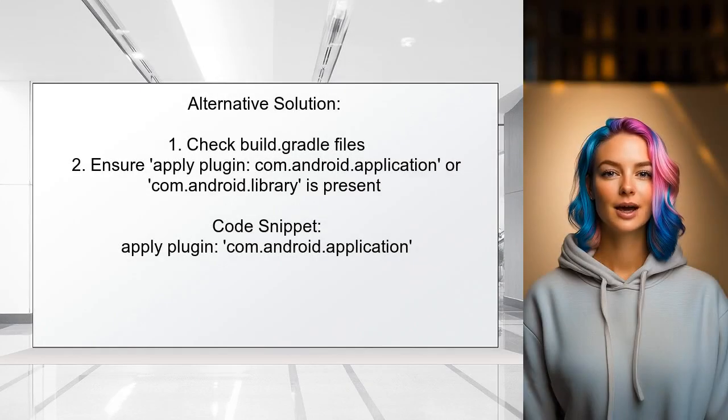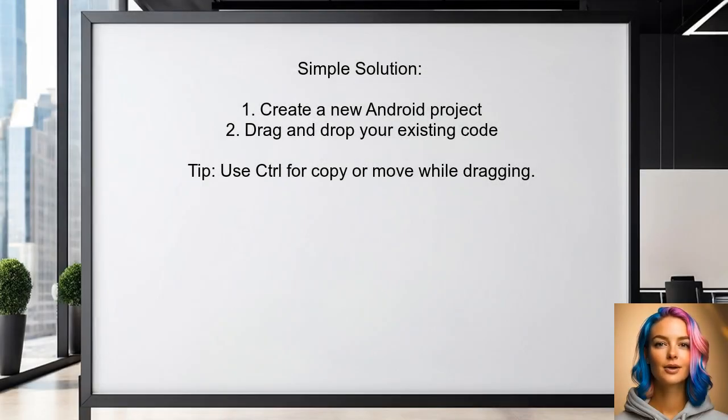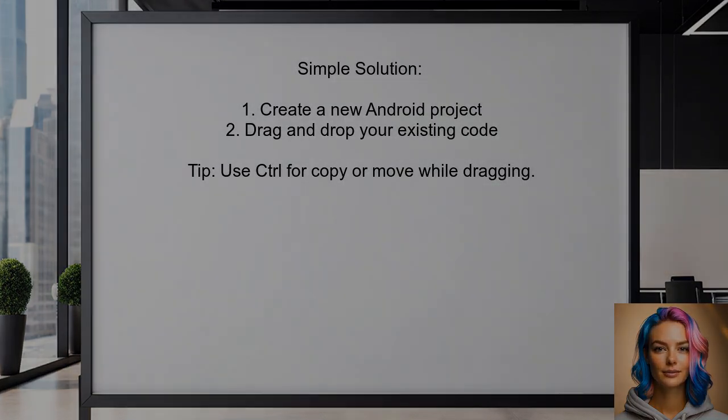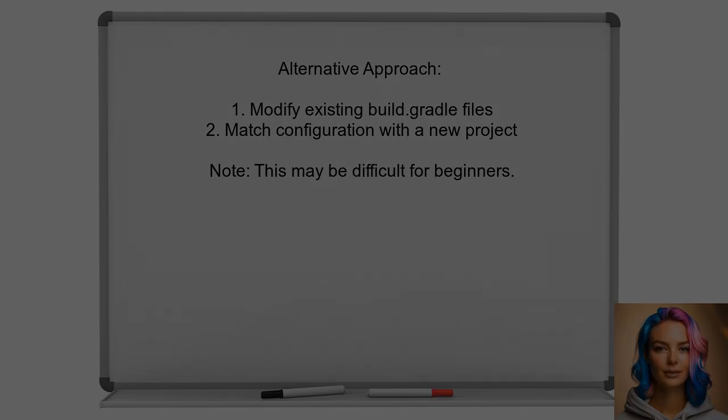One alternative approach is to ensure your project is set up correctly as an Android project. This involves checking your build.gradle files for the necessary plugins. You need to have either com.android.application or com.android.library applied in the appropriate build.gradle file. If your project isn't configured properly, a simple solution is to create a new Android project and then drag and drop your existing code into it. This way, you start with a correctly set up project. Alternatively, you can try to modify your existing project's build.gradle files to match the new project's configuration. However, this may be challenging for newcomers.